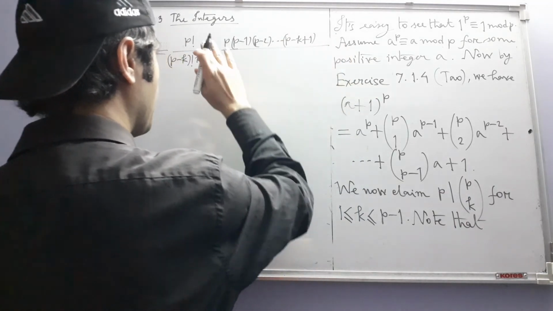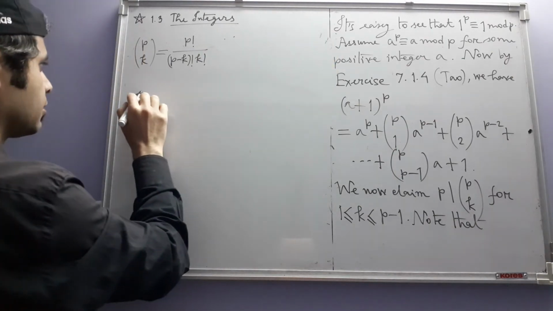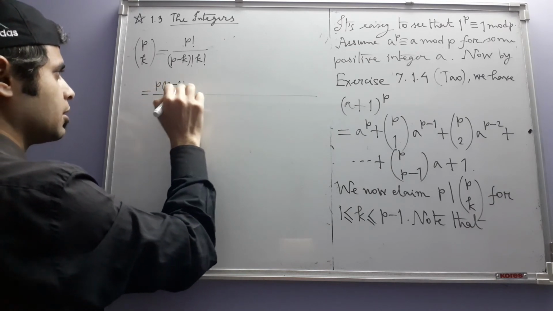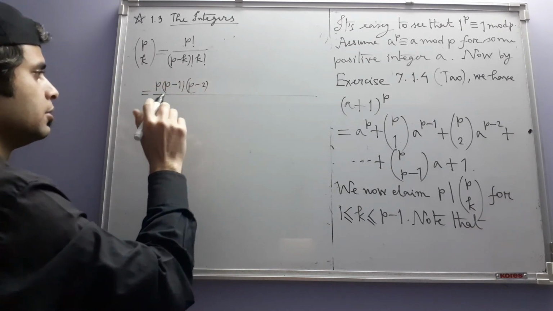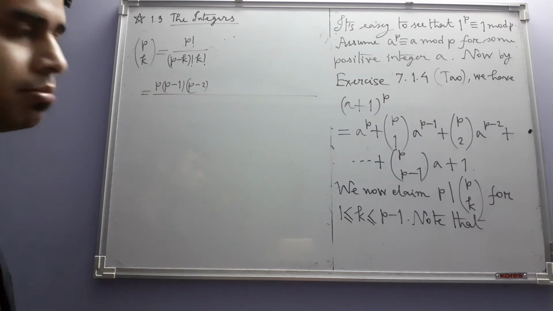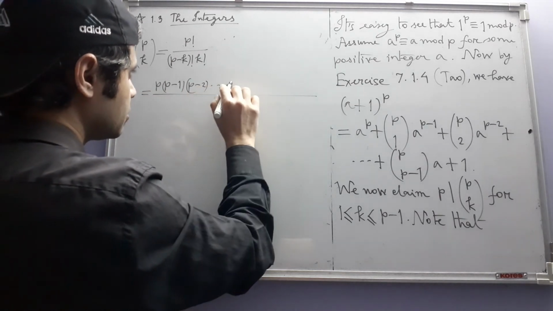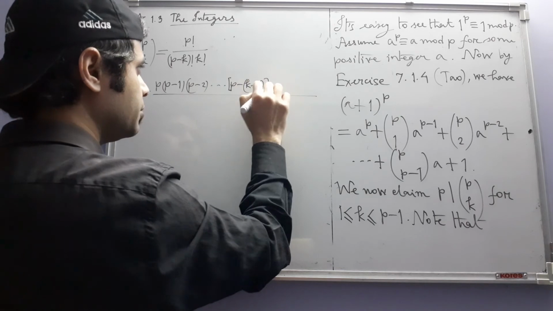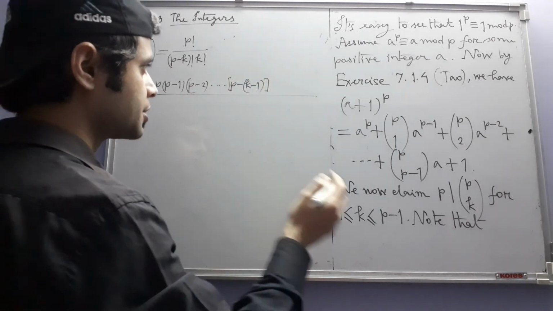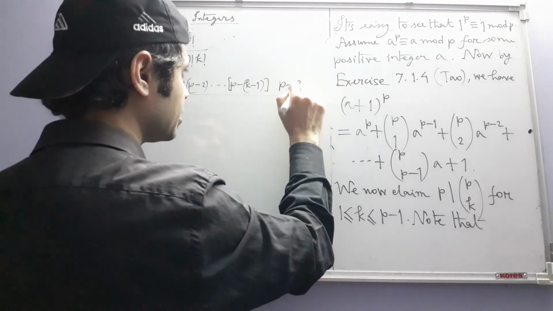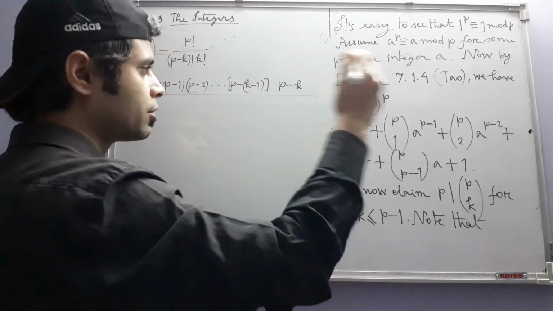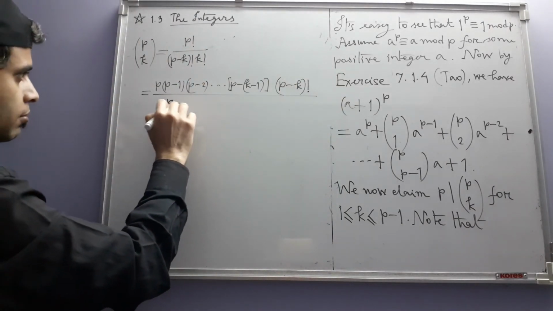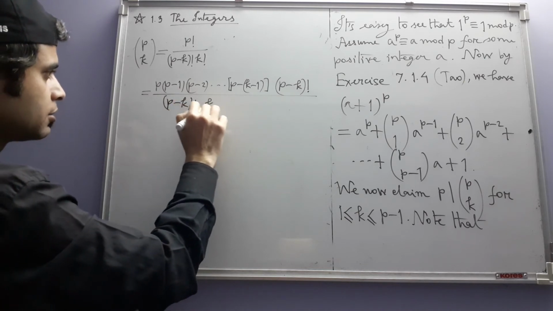times, I better write it here, p times p minus 1 times p minus 2. So we are subtracting higher and higher numbers. P minus, let me write it like this, it will become more clear. P minus k minus 1. Then we subtract one more, p minus k. And then if we continue like this, this will be p minus k factorial, p minus k factorial times k factorial.